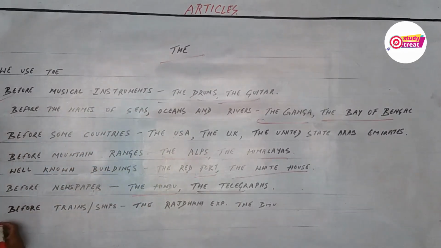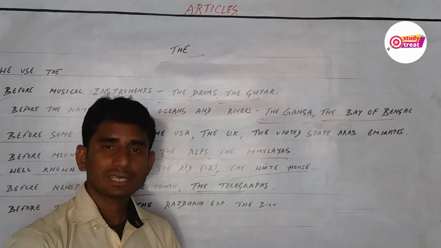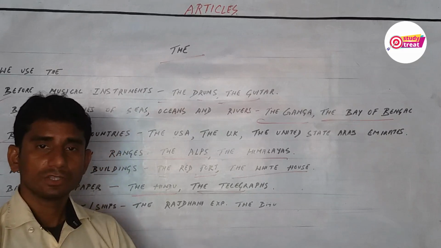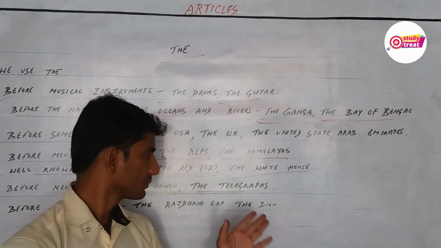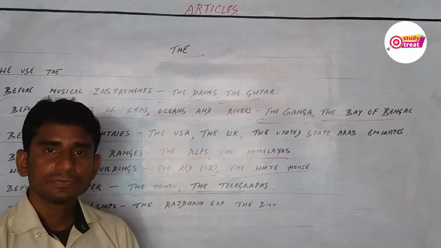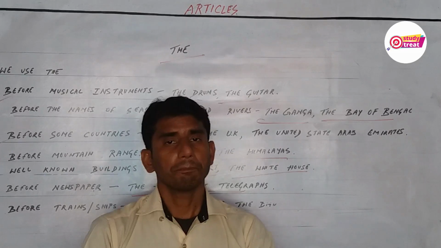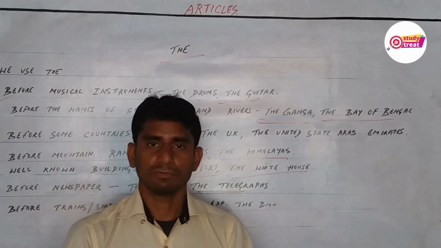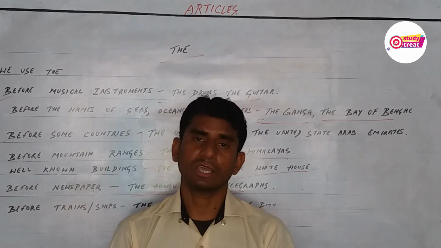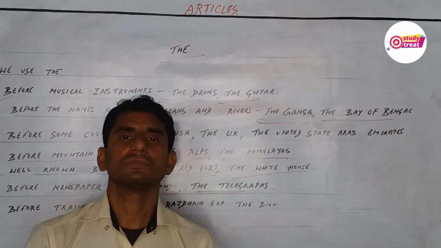Go to the next one. Before trains and ships. Okay. For example, the Rajdhani Express, the Garib Rath, the Titanic, the Vikrant. Okay. And many more. Now, before indicating the direction, we even use the: the east, the north, the south, the west.